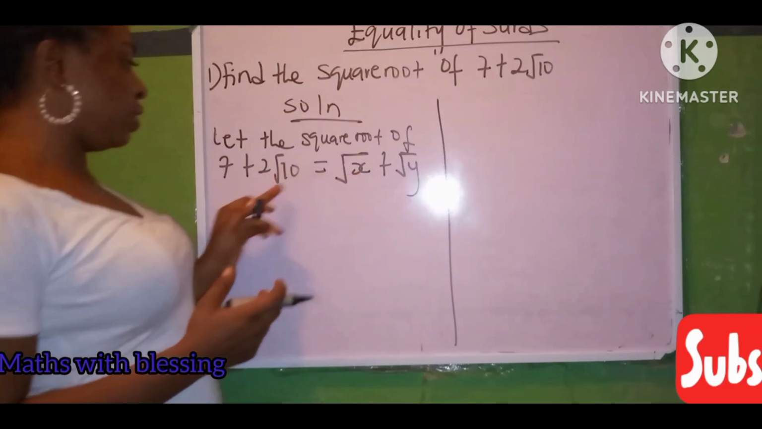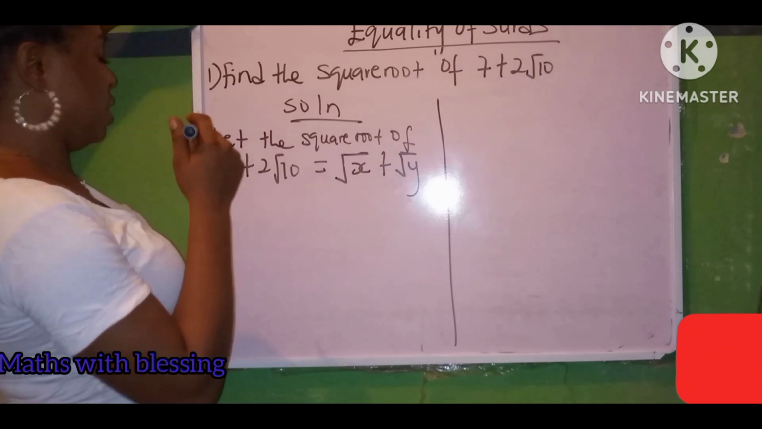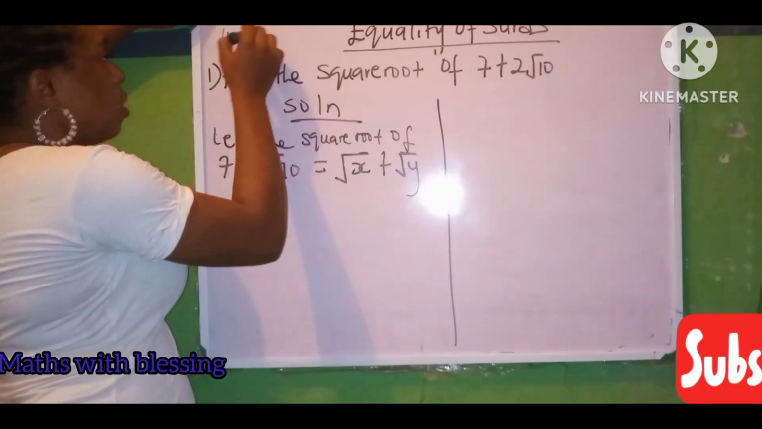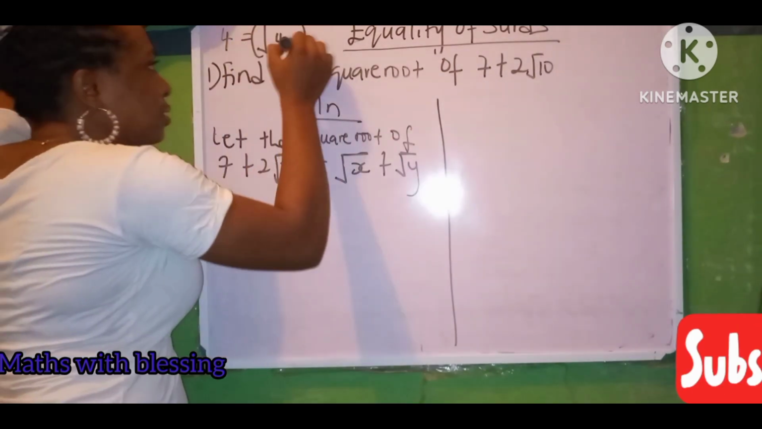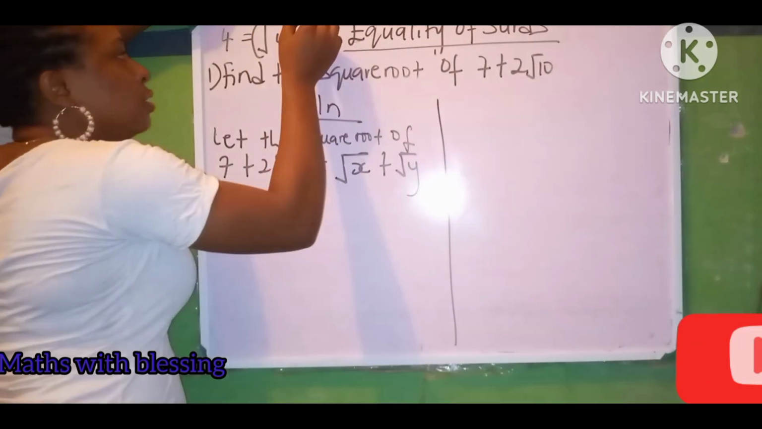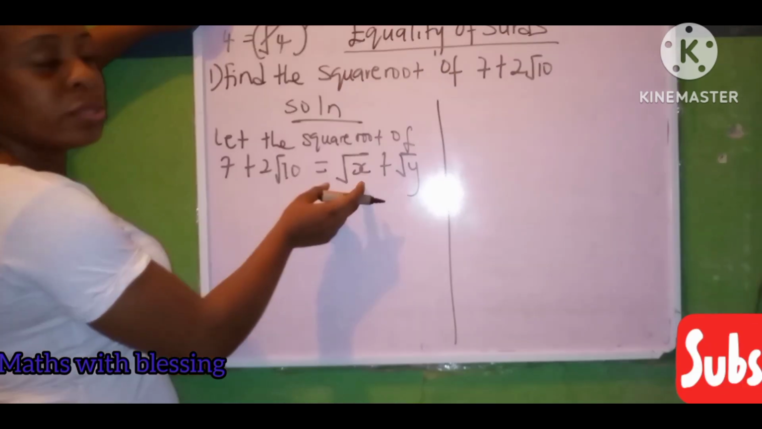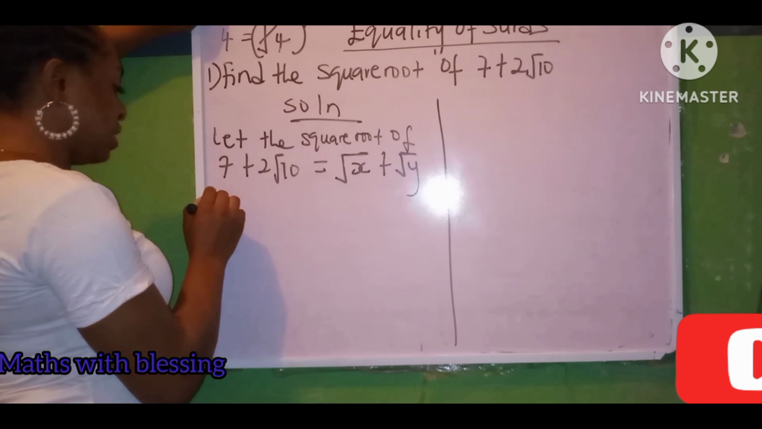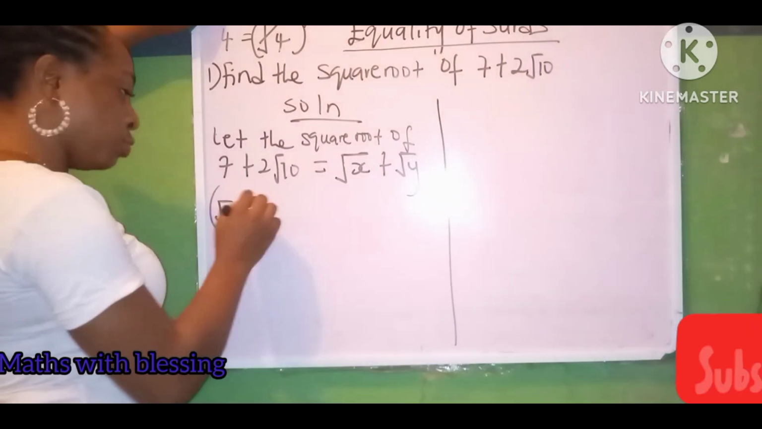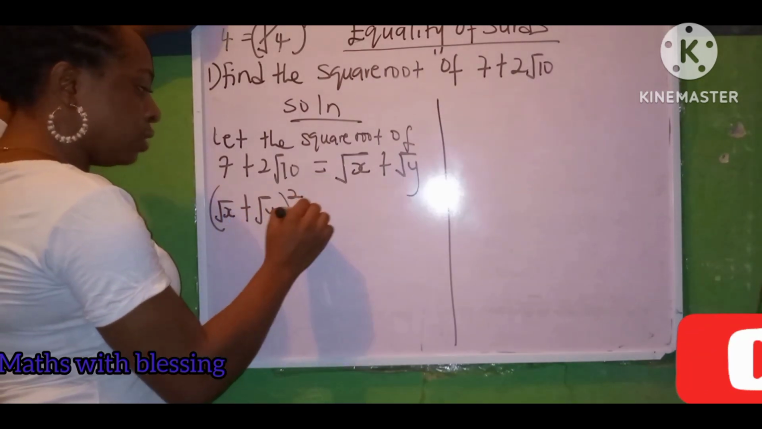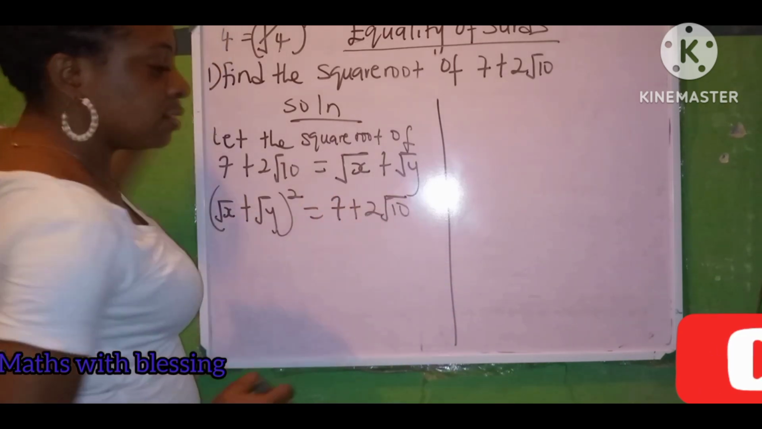If the square root of this is this, that means when you square this, you will definitely get this. Look at what I'm saying. If the square root of 4 is 2, when you square it, the square cancels the root, you still have your 4. This is the notion that I am going to apply here. So the square of root x plus root y will definitely give you this. So from here, we start solving.